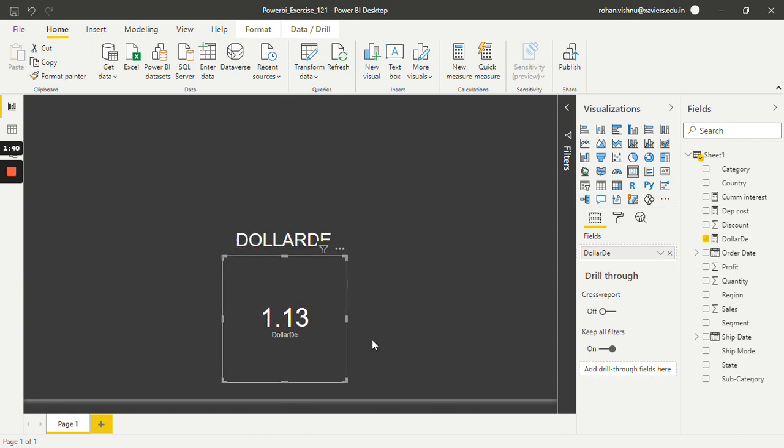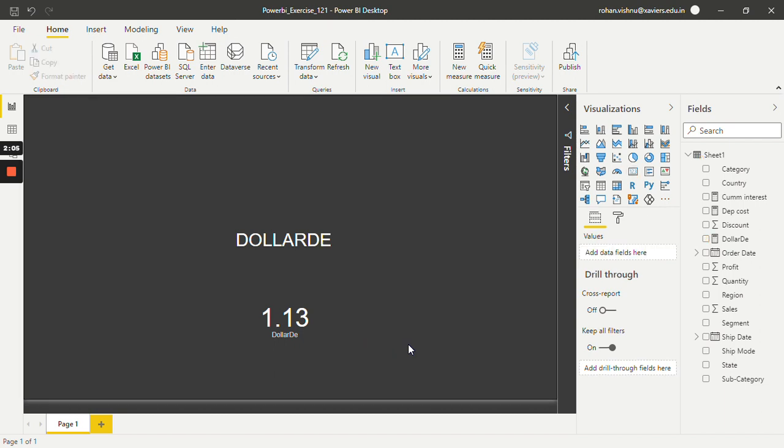This is basically the decimal price of the original fractional price, which was 1.02, which was read as 1 and 2 by 16 since the fractional value is 16, and the price has the precision of 1 by 16 of the dollar. So 1.02 gets converted into 1.13 because we are dividing 2 by 16. So in this way, we can convert dollar price using this DOLLARDE function in Power BI.